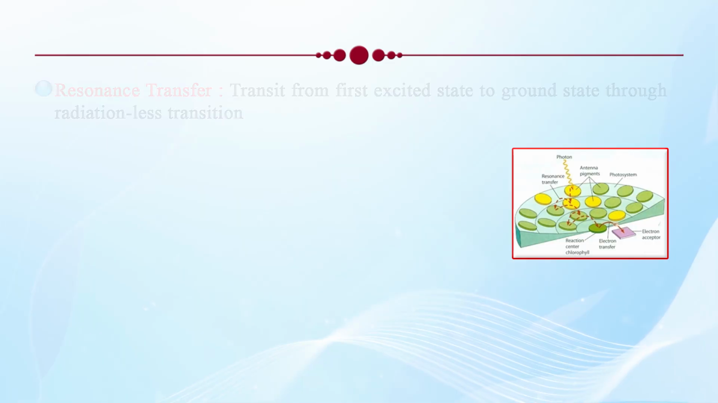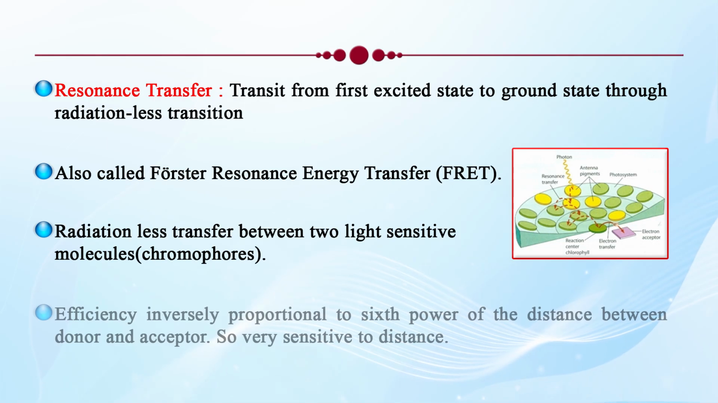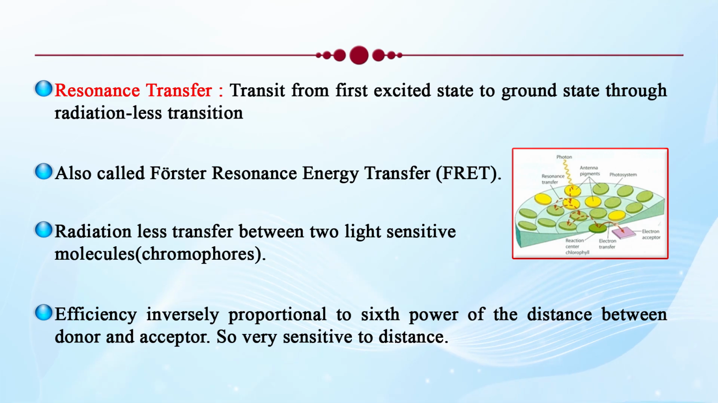The other form would be that there is a resonance transfer. That means resonance transfer is what is called the radiationless transfer. This is very important among the chlorophyll molecules, the antenna molecules, and here it is the sheer proximity between the two light sensitive molecules, which are called chromophores.